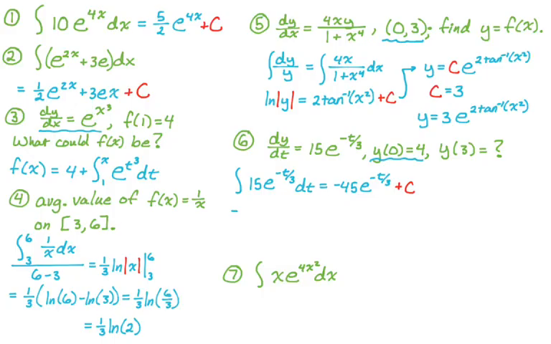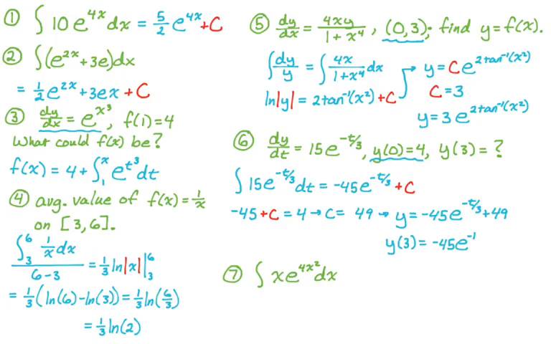So I know this point. So negative 45. Remember, e to the 0 is 1. So negative 45 plus c is equal to 4. So c is 49, which means I know the actual function is negative 45 e to the negative 2/3 plus 49. And now I can solve for y of 3. So y of 3, just plug it in. Negative 45 e to the negative 1 plus 49.